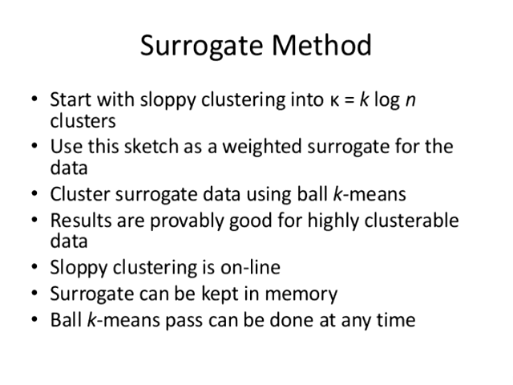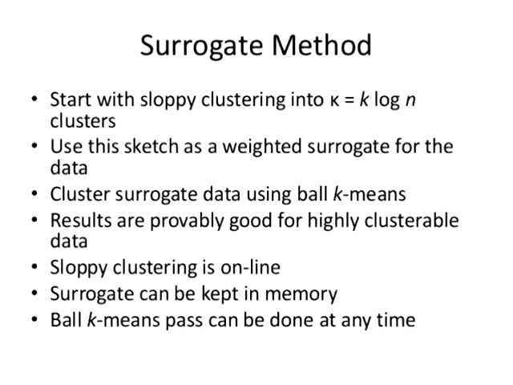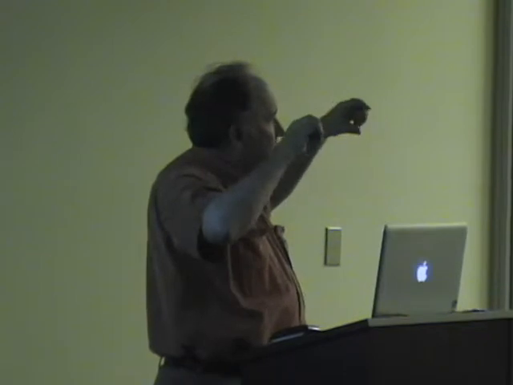That was the introduction. But now we get to the exciting stuff. And the idea is that we start with a very sloppy single pass clustering with a lot of centroids. How many centroids? If we want K at the end, K times log n, where n is the number of data points we've seen. That is a good enough surrogate then. We use that surrogate, those many clusters. We use those as a replacement for our data.